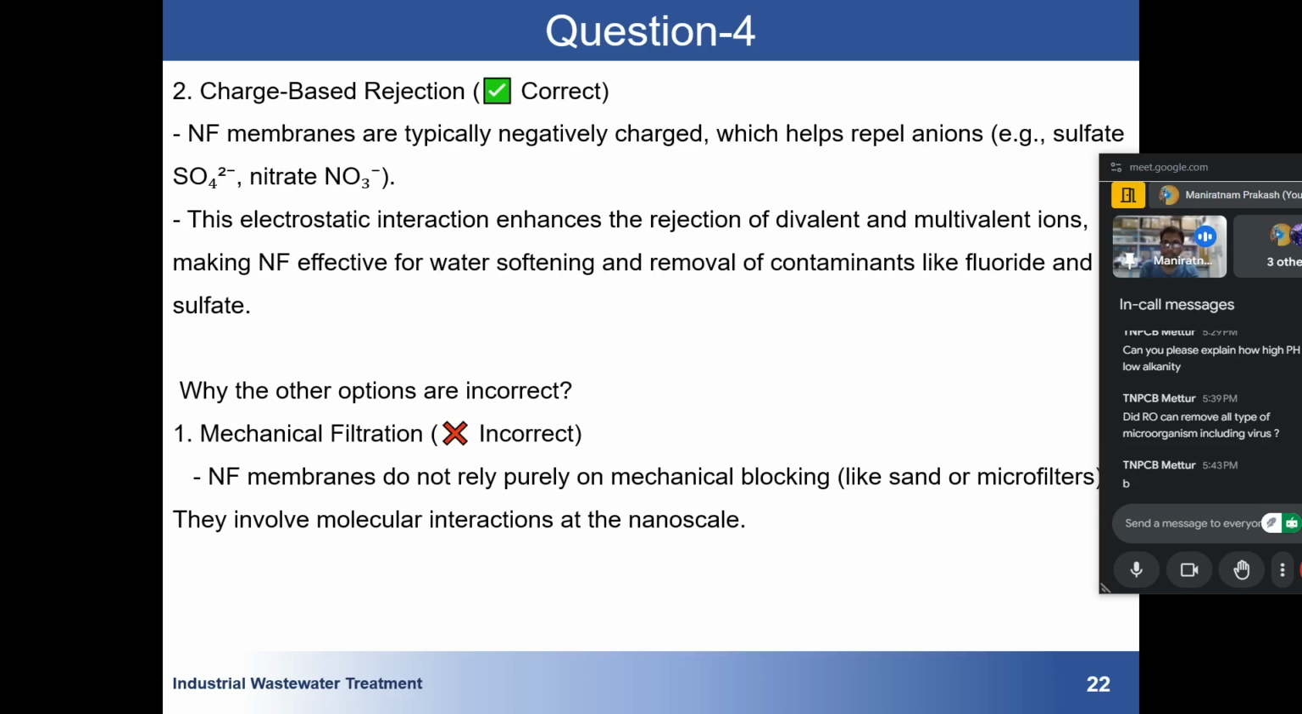Nanofiltration membranes are typically negatively charged, which repels anions. This electrostatic interaction enhances the rejection of divalent and multivalent ions, making nanofiltration effective for water softening and removal of contaminants like fluoride and sulfate. These are some of the facts about nanofiltration. I'm not going into the main logic or science behind it, but these are the facts that someone should know if working with nanofiltration.